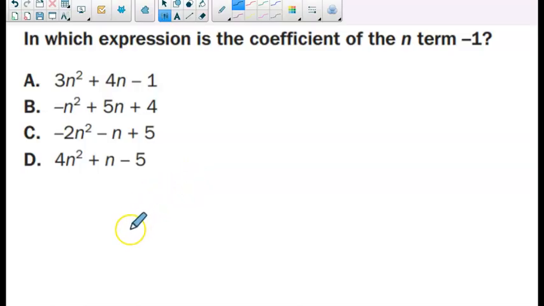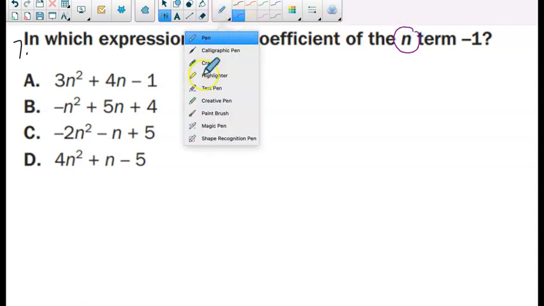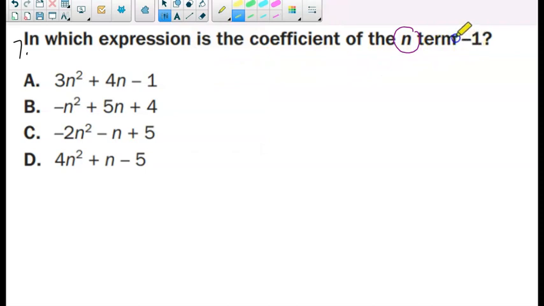All right, here I have problem number 7. It says, in which expression is the coefficient of the n term -1? So we have 4 algebraic expressions. Out of these 4, we are looking for a term having n as a variable, right? And out of that, which one has -1 as its numerical coefficient? So the first terms here are n squares, the second terms are n's, and the third terms are the constants.